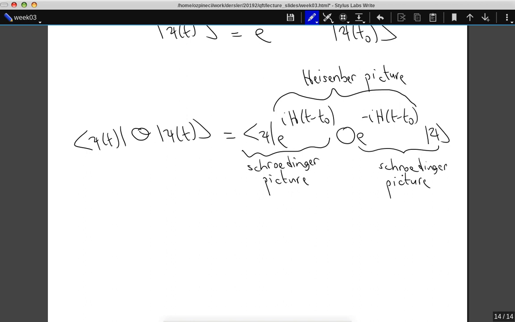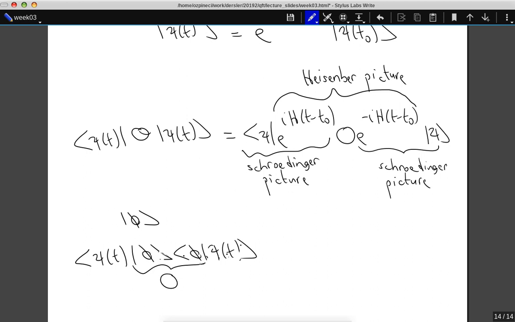And you can even calculate within this picture, let's say you have a given state, what is the probability that at a later time it will be in some other state? Let's say, what is the probability that it will be in the state phi at the time t? But that probability is actually this one. So in that case, this is your operator O. So you can also describe those probabilities within this picture.